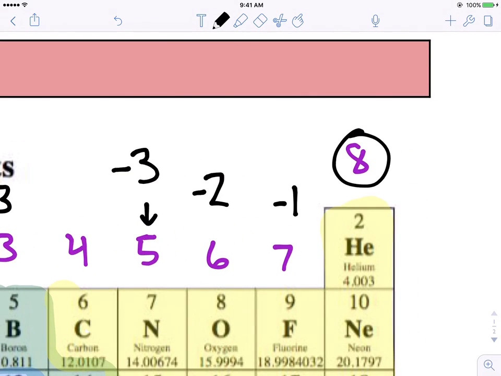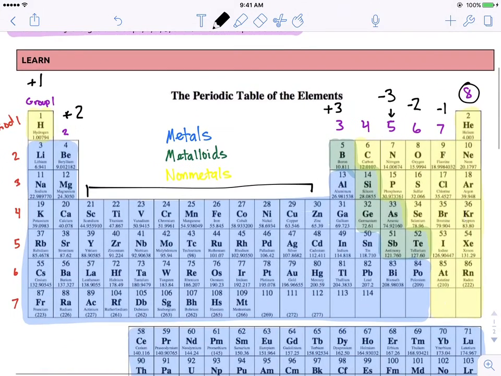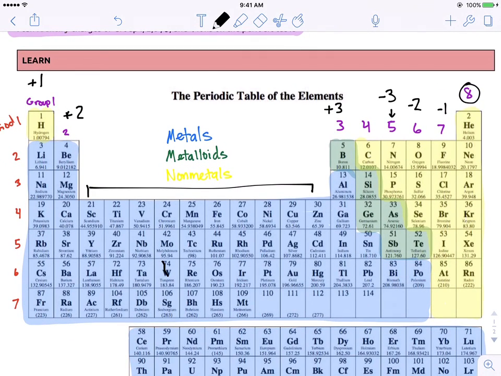Elements in group 8 are noble gases, and they never form ions because they are very happy with the amount of electrons that they have inside their atoms. So that's the periodic table.